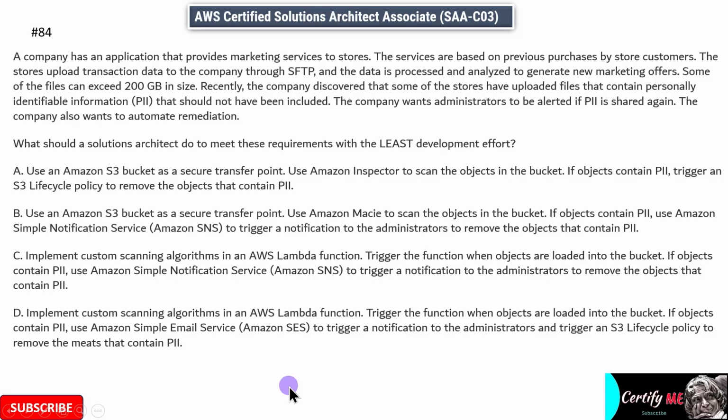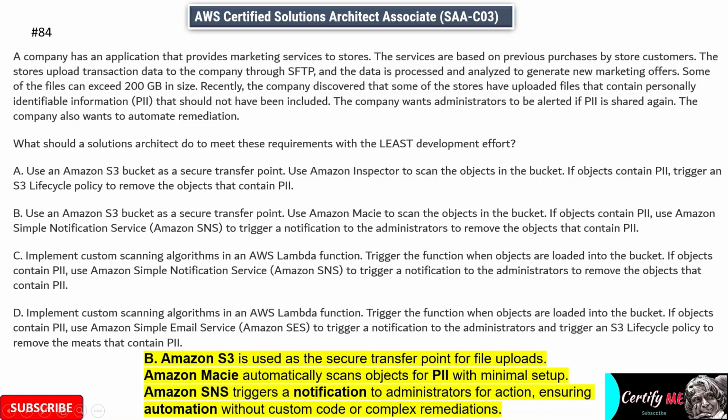The correct answer is option B. Amazon S3 is used as the secure transfer point for file uploads. Amazon Macie automatically scans objects for PII with minimal setup. Amazon SNS triggers a notification to administrators for action, ensuring automation without custom code or complex remediations.